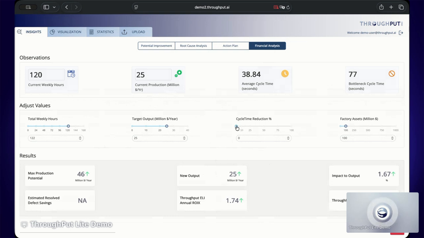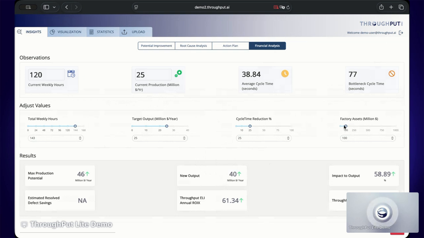Now, from a cycle time reduction perspective, if we're able to reduce cycle time by 10% at some of your worst bottleneck processes, you're able to push to 28 million. Let's say we aim for something more ambitious with a 25% cycle time reduction. You're pushing closer to 34 million, and if you are able to add in just a bit more overtime, you're hitting that 40 million target.